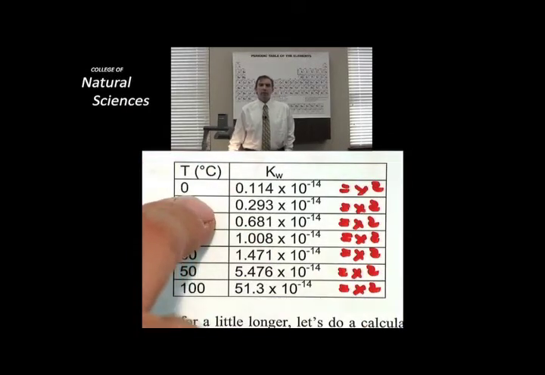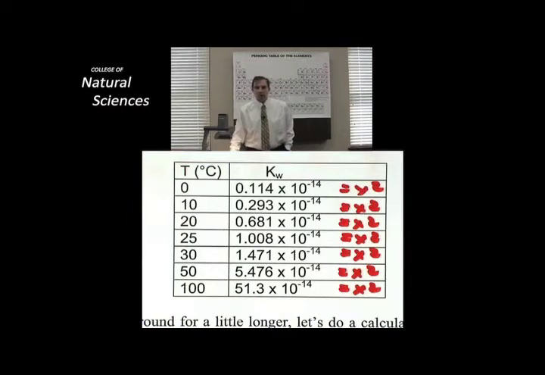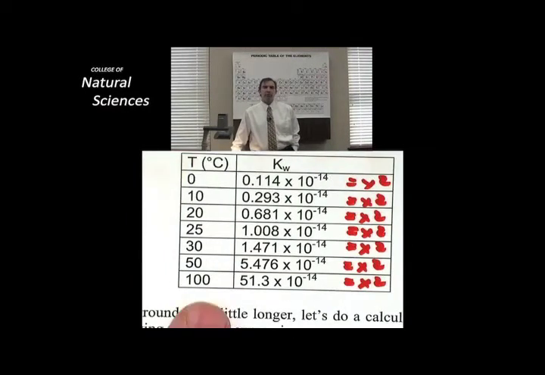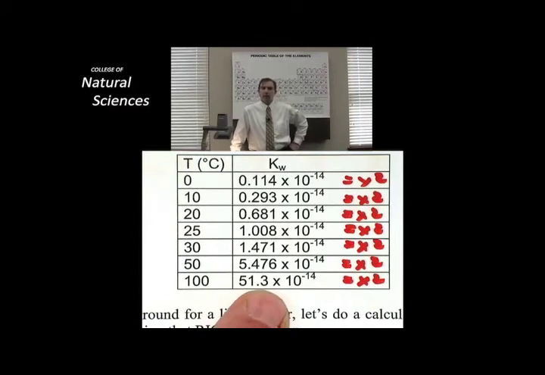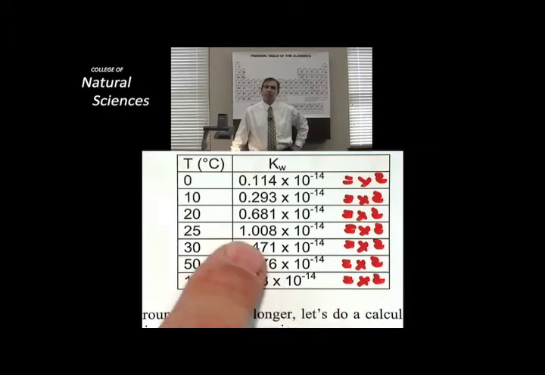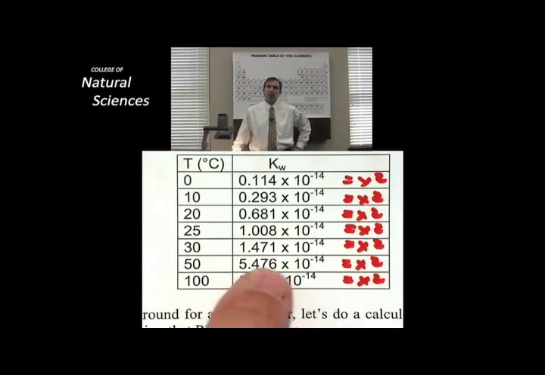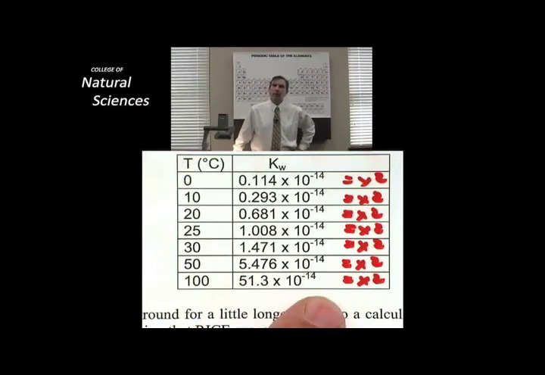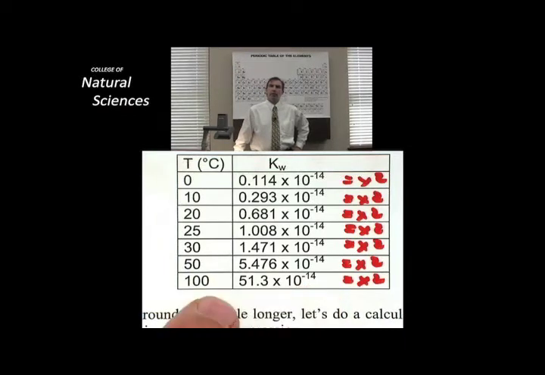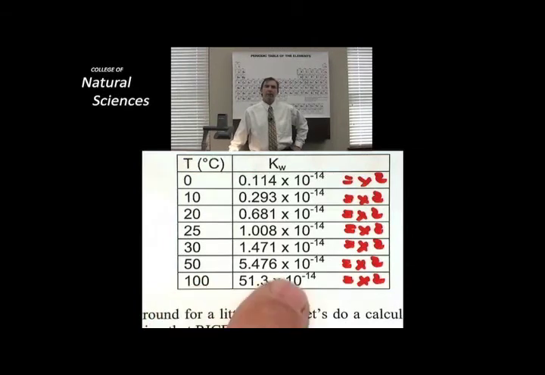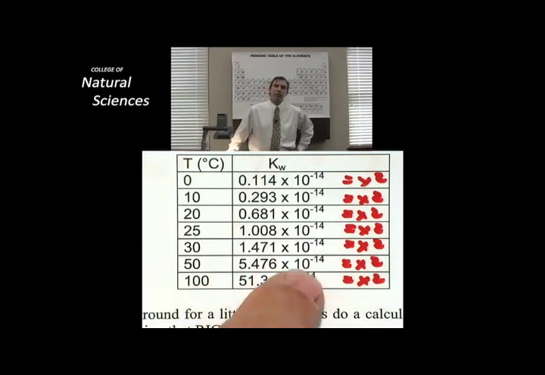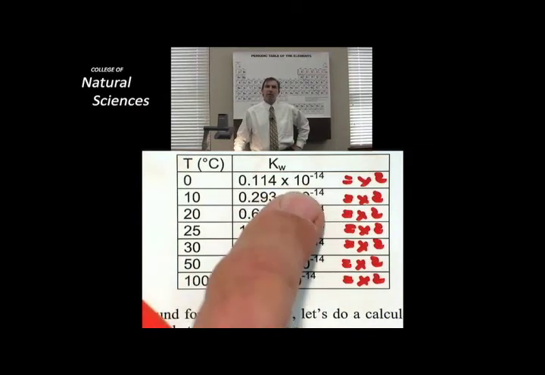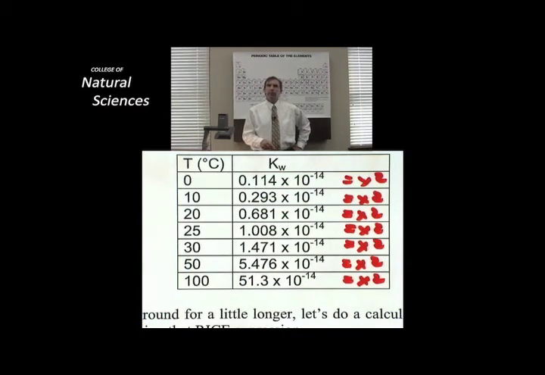On the other side, when water is boiling, I've now got almost a 2 order of magnitude increase in the amount of kW. It's up closer to 100 times 10 to the minus 14 than it is to 1 times 10 to the minus 14. So this is the number 10 to the minus 12 I'm working with. What's the square root of 10 to the minus 12? 10 to the minus 6. Oh my gosh, the pH close to boiling point is 6. So I actually have a range of pHs here from around 7.5 to around 6 for pure water, depending upon what the temperature is.